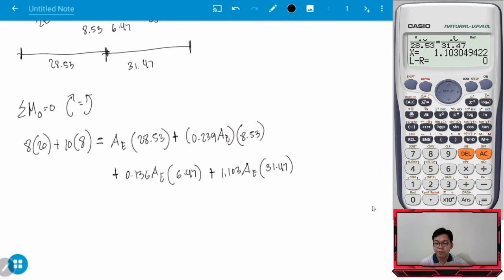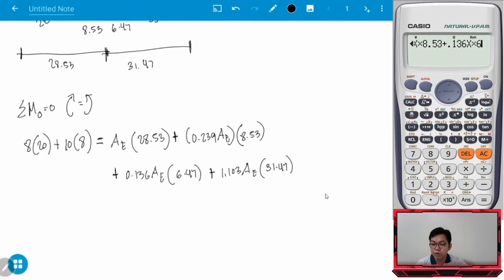AE na lang yung unknown. So, try natin i-solve yung AE. So, check down natin dito. 8 times 20. Ano yan? Plus 10 times 8, ay sorry, 10 times 8 equal to X. Medyo mataas, no? 28.53. Okay, and then plus 0.239x and then times 8.53. Okay, and then plus 0.136x.